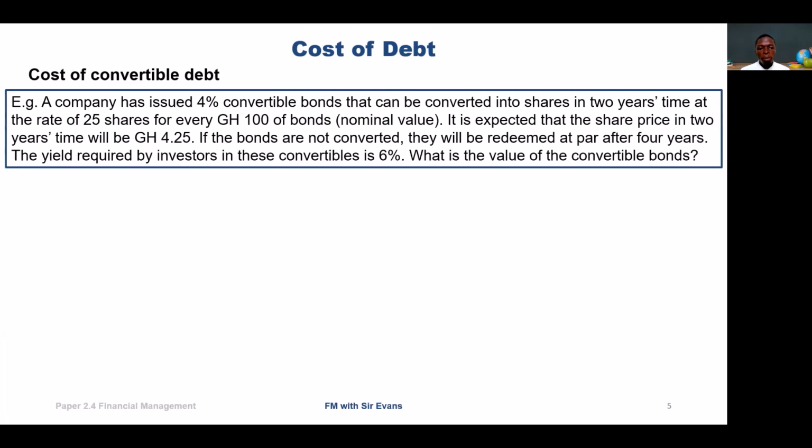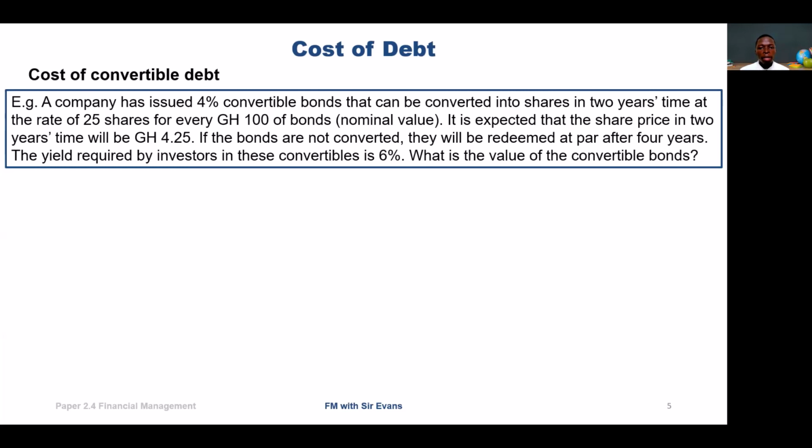A company has issued 4% convertible bonds that can be converted into shares in 2 years' time at a rate of 25 shares for every 100 cedi of bonds. It is expected that the share price in 2 years' time will be 4.25. If the bonds are not converted, they will be redeemed at par after 4 years. The yield required by investors in this convertible is 6%. What is the value of the convertible bond?